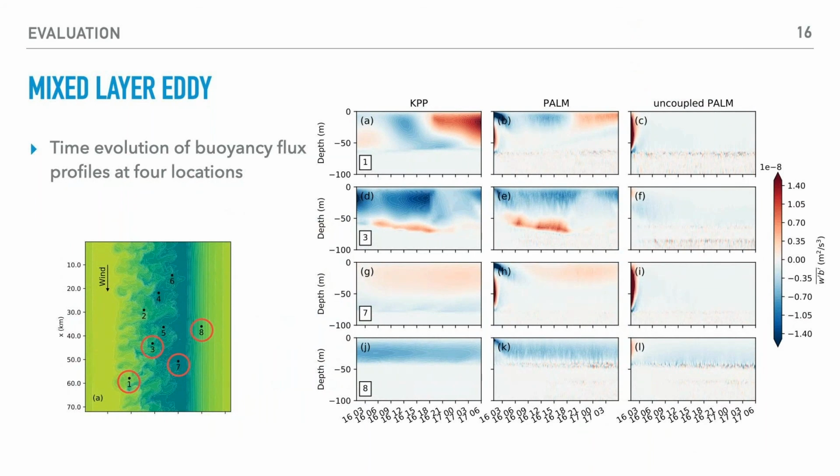Here is an example of the buoyancy fluxes. So you see much stronger differences between the runs with KPP and runs with PALM. That suggests that the different representation of the turbulent mixing can actually affect the evolution of the buoyancy in these cases, and it potentially can affect the evolution of the large-scale forcing and the mixed layer eddies if we use PALM on all the grid cells.